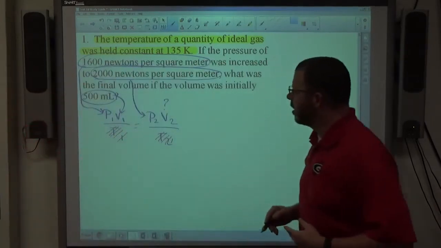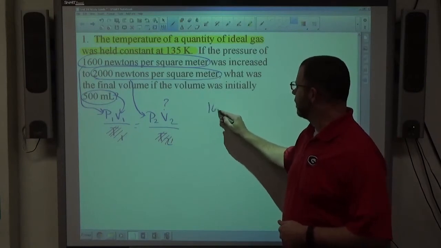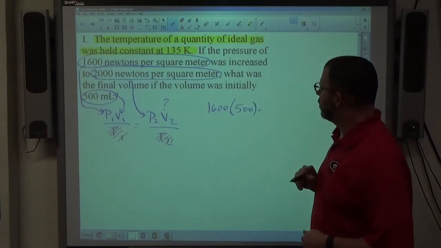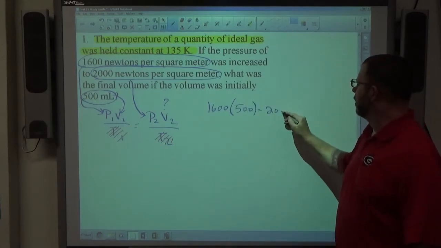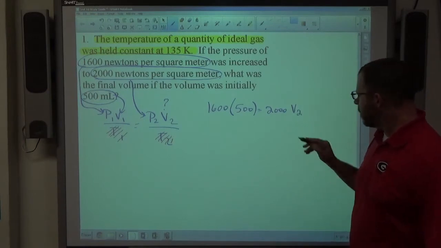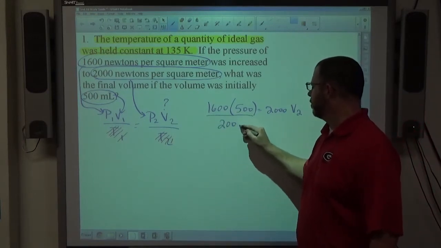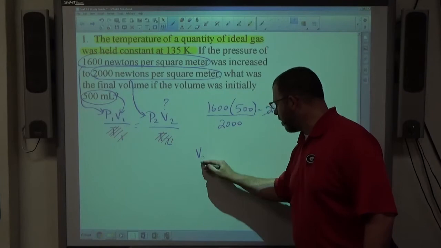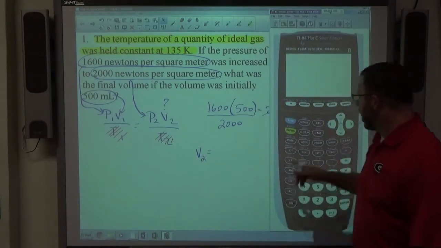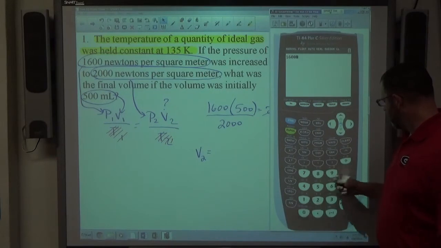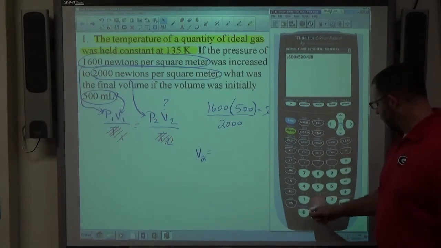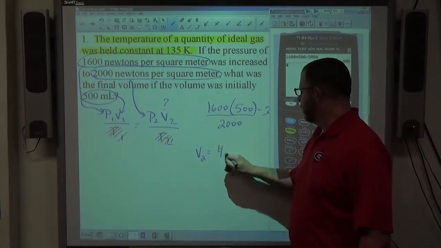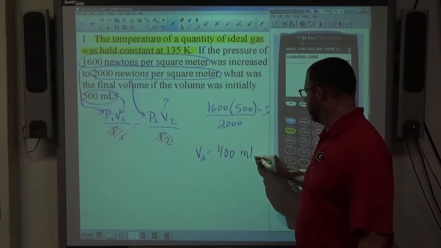So it's just a matter of substituting the numbers in properly. So 1600 is P sub 1 being multiplied by the initial volume 500, V sub 1, and that equals the final pressure 2000 times the final volume that we don't know. So to get V sub 2, I simply have to divide all that stuff by 2000. That should have read as a subscript, not as a power. V sub 2 equals, and then it's just a matter of typing in that expression. So 1600 times 500 divided by 2000. And that comes out to 400. And again, we have milliliters as the unit of volume.